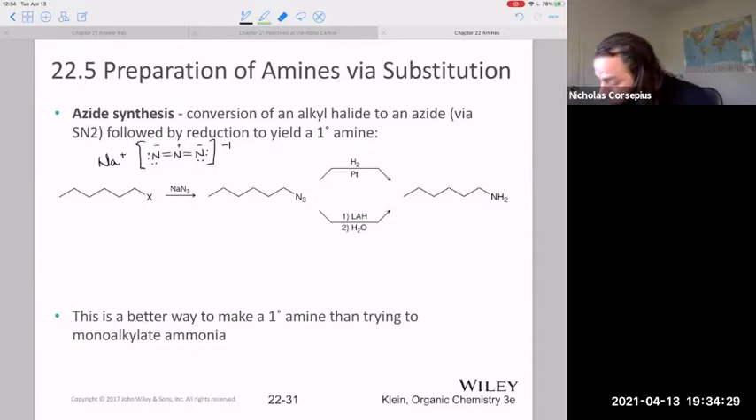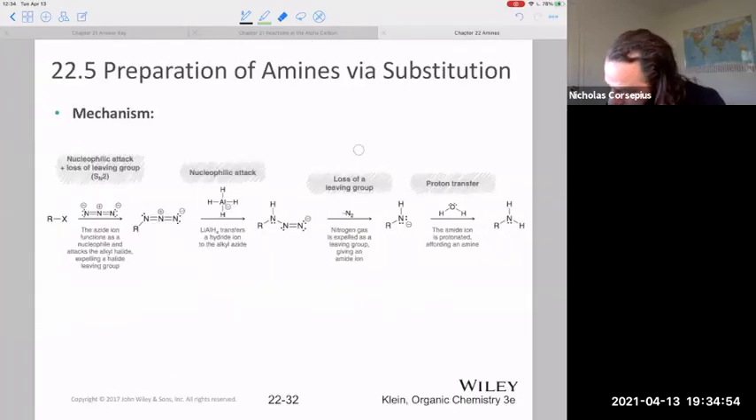And then you can reduce your azide to an amine using either hydrogen gas over a platinum catalyst or lithium aluminum hydride. Again, lithium aluminum hydride, great for sticking hydrogens places. It's our go-to reducing agent. Again, this is only going to produce primary alkyl halides because you need that SN2 first step. So let's take a look at what exactly that would look like.